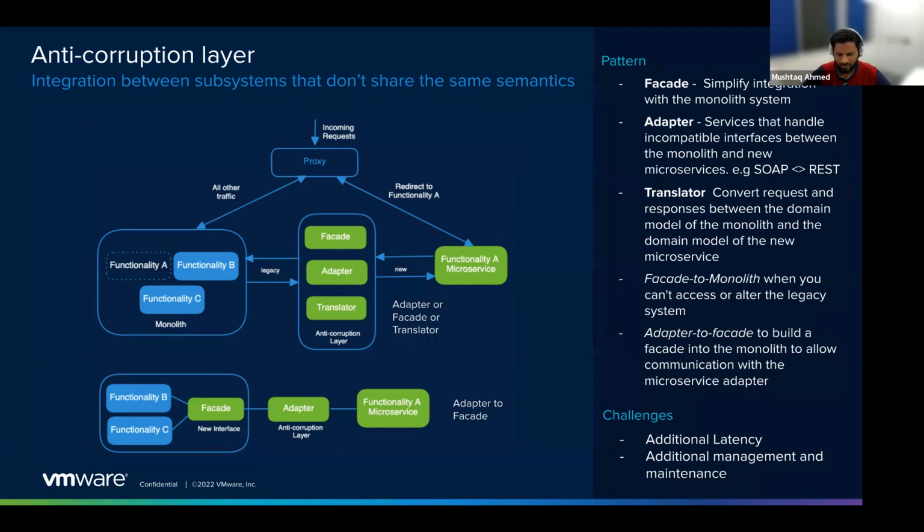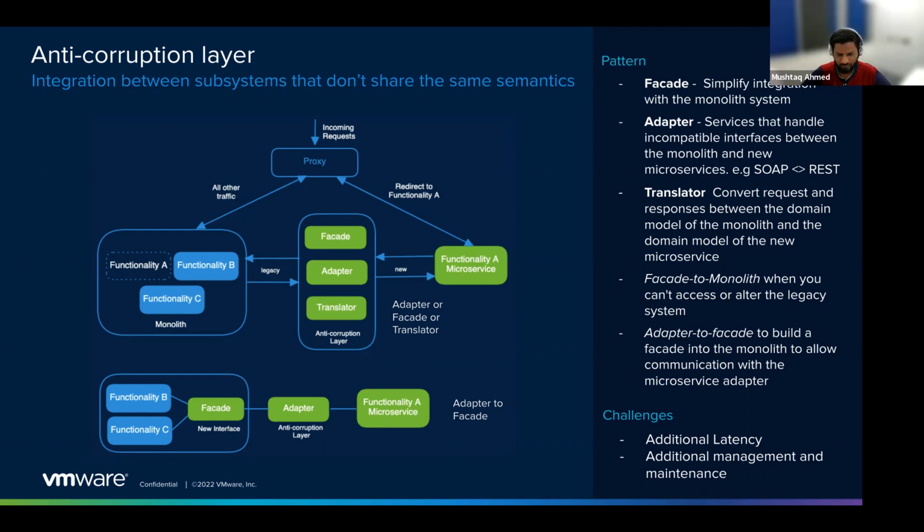And in some cases, you can change the monolith code. You would build the facade within the monolith, which simplifies the whole integration and exposes a single endpoint. And if required, you can bring in a combination of another anti-corruption layer, such as an adapter, which helps glue the code between the monolith and the new microservice.